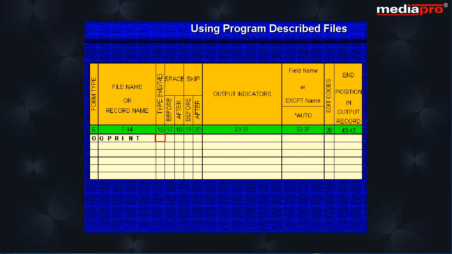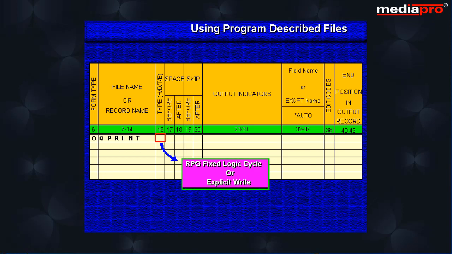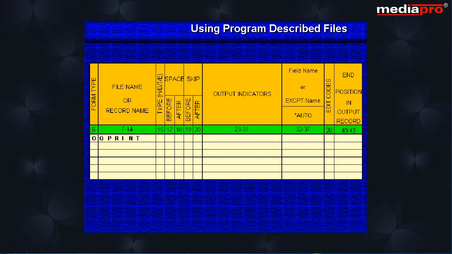Position 15 is used to identify the type of line being described. Either we use the RPG fixed logic to generate the report, or we can explicitly write the records from our program. When we want to write the records explicitly, the record format lines are called exception lines and are identified by an E. Positions 32 to 37 are used to provide the exception name.